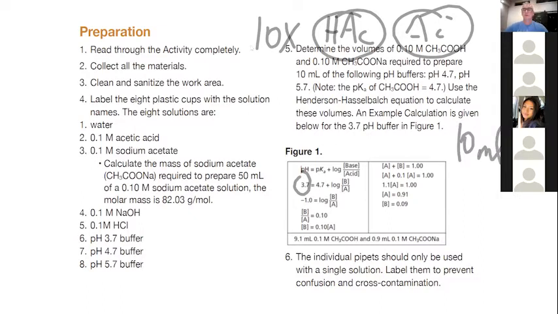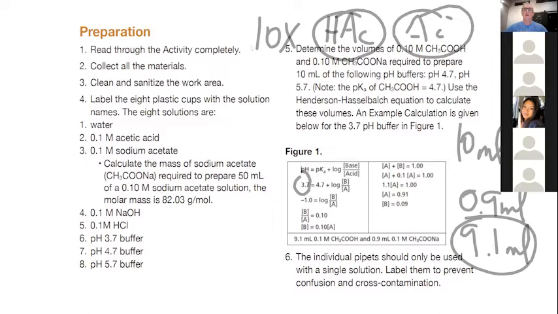So to make 10 mils of something where you have 10 times more of one than the other means you need 0.9 mils of one and 9.1 mils of the other. So this one is 10 times more than the other one. That's where we get that from.